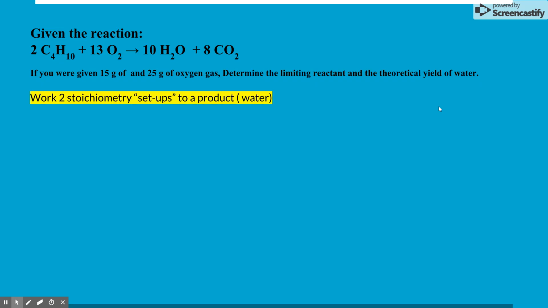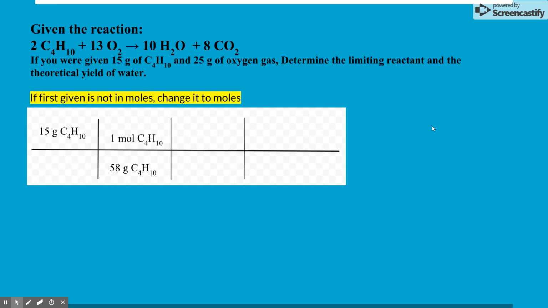Work two stoichiometry setups to a product that's water. Okay, so we start off with 15 grams of C4H10, and we calculate the formula mass in grams of C4H10, and by definition, that's equal to moles. Now that we're in terms of moles, we're going to do the stoichiometric step.